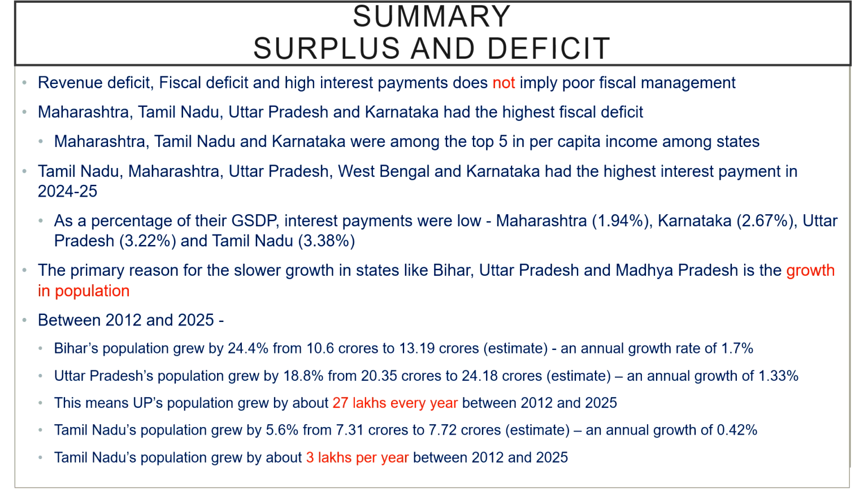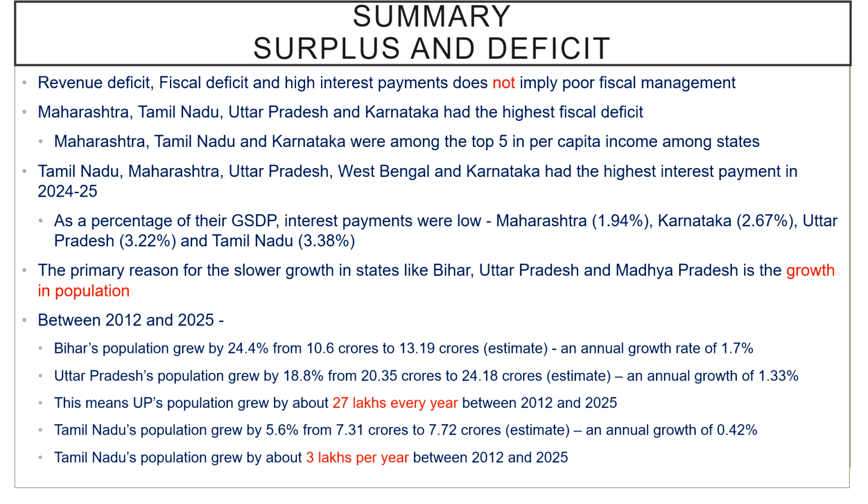The primary reason for the slower growth in states like Bihar, Uttar Pradesh, and Madhya Pradesh is the growth in population. Between 2012 and 2025, Bihar's population grew by 24.4%, from 10.6 crores to 13.19 crores (estimate), an annual growth rate of 1.7%. Uttar Pradesh's population grew by 18.8%, from 20.35 crores to 24.18 crores (estimate), an annual growth of 1.33%. This means UP's population grew by about 27 lakhs every year between 2012 and 2025.